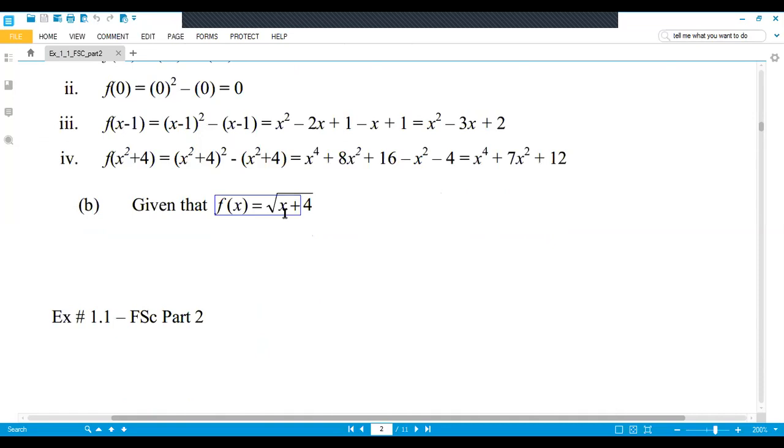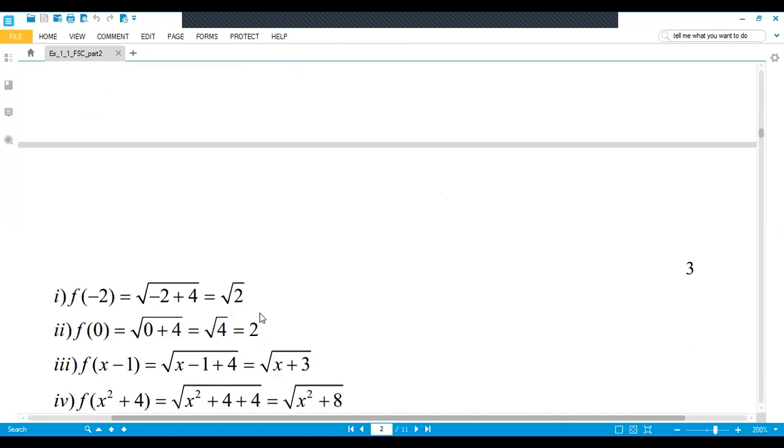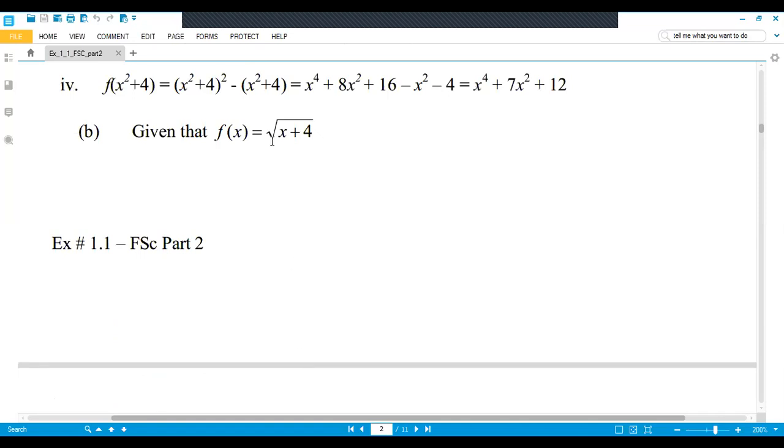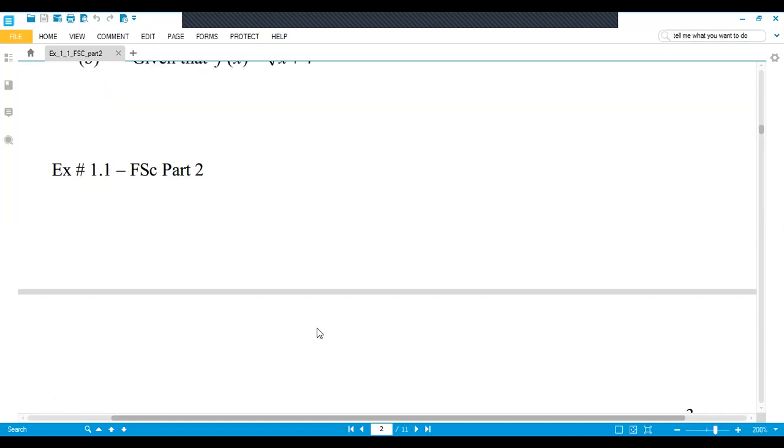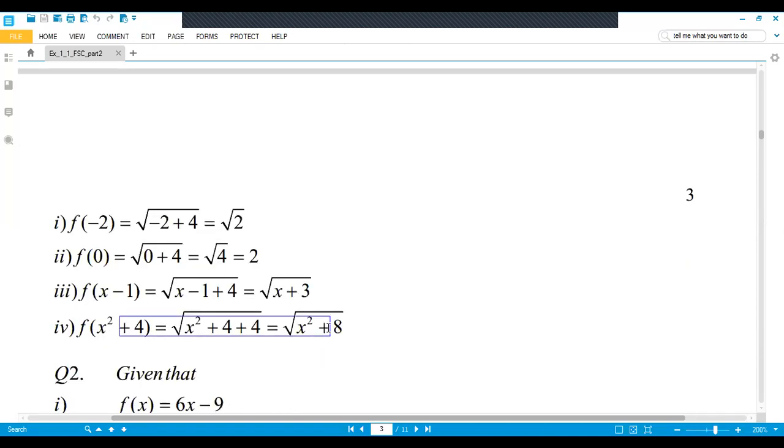Now in place of x here, you have to put x minus 1. When you put x minus 1 in place of x, minus 1 plus 4 will be plus 3. So under root x plus 3 you will get like this. Now again, when you put x square plus 4, plus 4 and plus 4 will be 8, so under root x square plus 8 you will get.